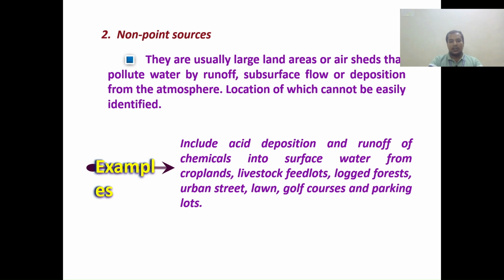For example, acid deposition and runoff of chemicals into surface water from croplands, livestock feedlots, large forests, urban streets, lawns, golf courses, and parking lots. So these pollutions very much affect human health and the environment. So these are the main factors of pollution of the environment. So thank you.